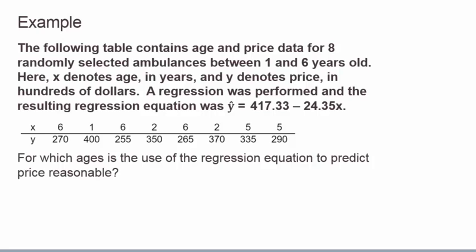Continuing with our example, for which ages is the use of the regression equation to predict the price reasonable? It's going to be reasonable to predict price if the value of X is within our actual data set. Since our smallest value is 1 and the largest value is 6, I can write that as 1 is less than or equal to X, which is less than or equal to 6.